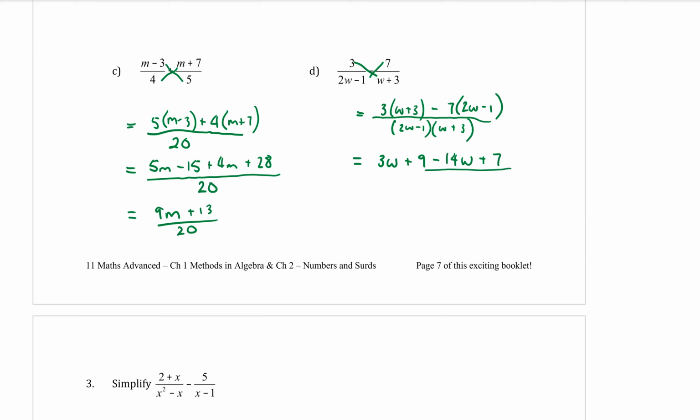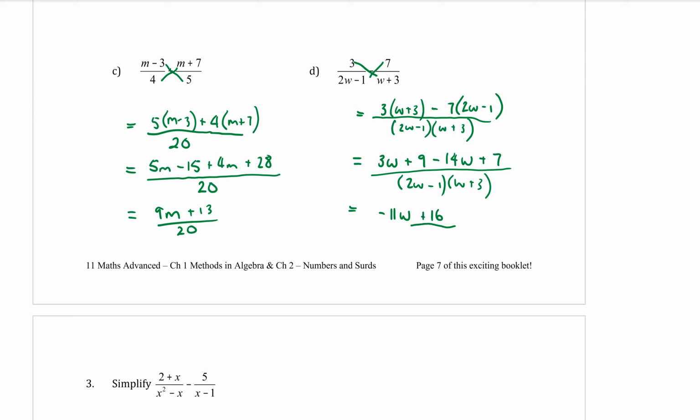Don't expand the bottom. Usually on the top we expand it because there's things that are going to collect up and we're going to be able to use it for something else. But expanding the bottom doesn't actually help us get anywhere else, so we don't ever expand the bottom. On the top, we're going to have 3w minus 14w, so that's minus 11w. And then we have a plus 9 and a plus 7, which is a positive 16.